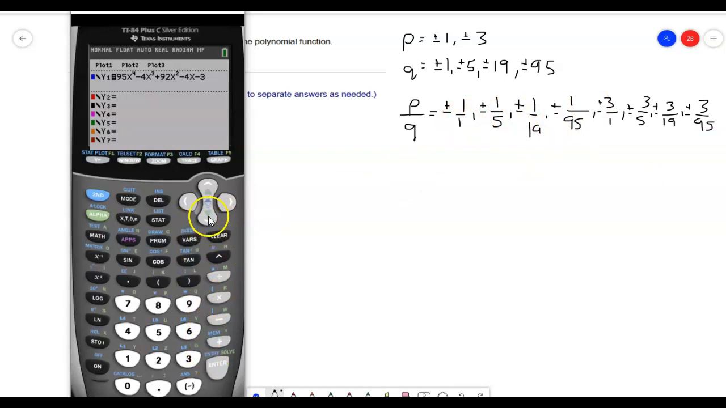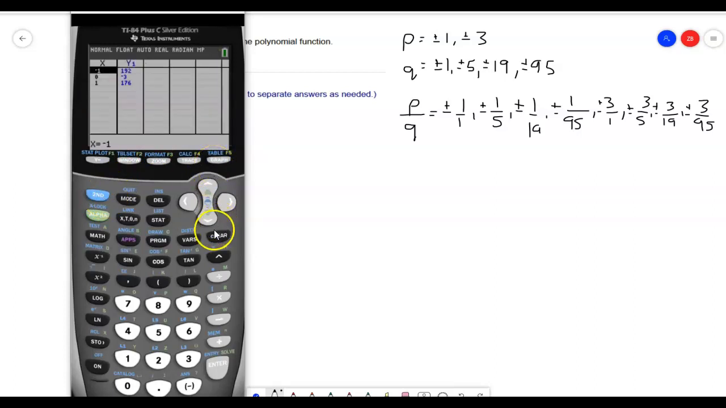Well, I'm going to use my table here. So the first thing I want to do is go to second window. Here's my table set. I want to make sure that my independent variable, my x variable, is on ask, and my dependent variable, my y variable, is on auto. And then I will go to my table here, and let's go ahead and delete what I have there. And then I want to start putting in these values. And if I get a 0 over here in my y, that means that that's a root of my polynomial. That means that's where it crosses my x-axis, and that's what I'm looking for.